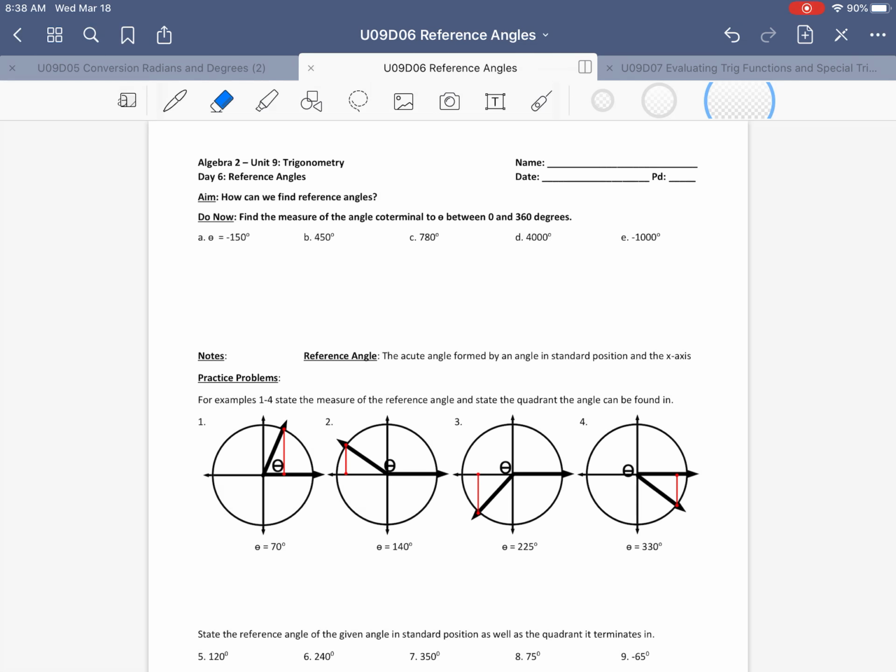Hello students, and welcome to Unit 9, Day 6 on reference angles. Today we're going to take a look at our Do Now assignment, define what a reference angle is, and use it to answer some problems. Firstly, our Do Now assignment is to find a coterminal angle.